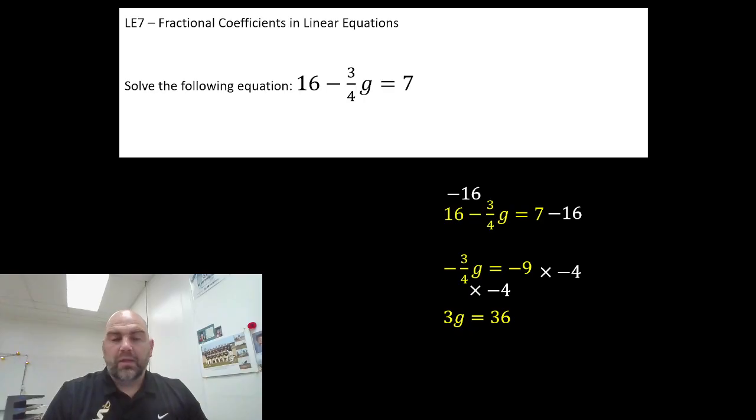All right, so what we get here is 3g. -3/4 times -4 gets rid of the denominator and the negative, so nice. We're left with 3g. And then -9 times -4 gives us positive 36. Again, get rid of the negatives; it just helps us out. Last step, divide both sides by 3. That's the second step of removing a fractional coefficient. So now we divide by that numerator, and we get a g value of 12.